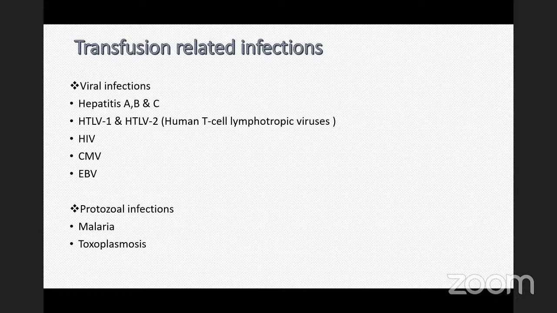Transfusion-related infections could be viral, for example, hepatitis A, B, and C, which are usually found in blood. Could be HTLV1 or HTLV2, the human T-cell lymphotropic viruses. Could be HIV or cytomegalovirus, which is more severe and aggressive. Could be Epstein-Barr virus as well. Protozoal infections could be malaria, toxoplasmosis.